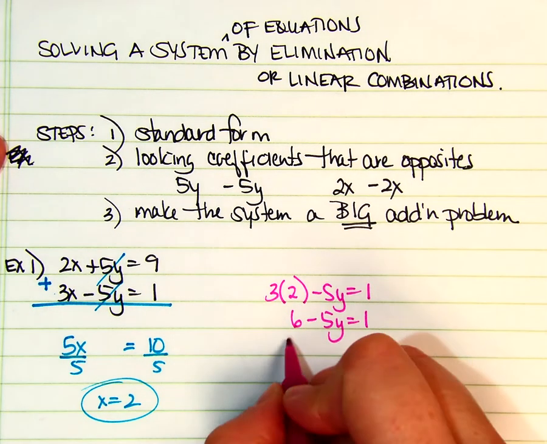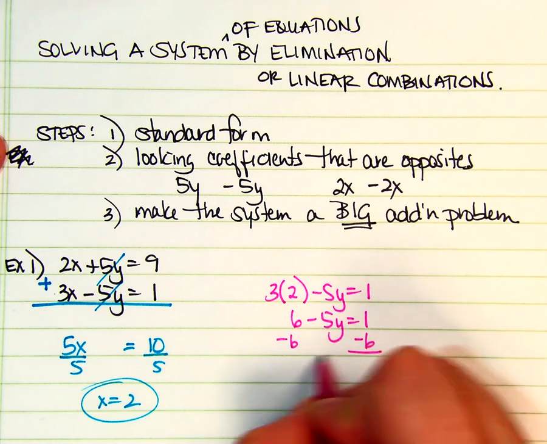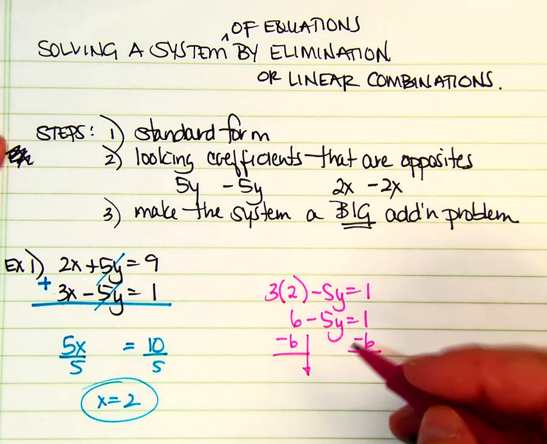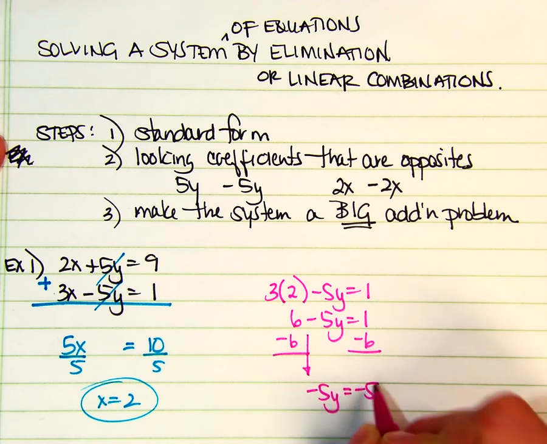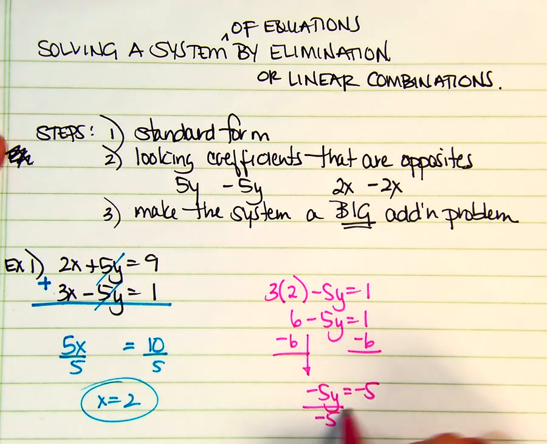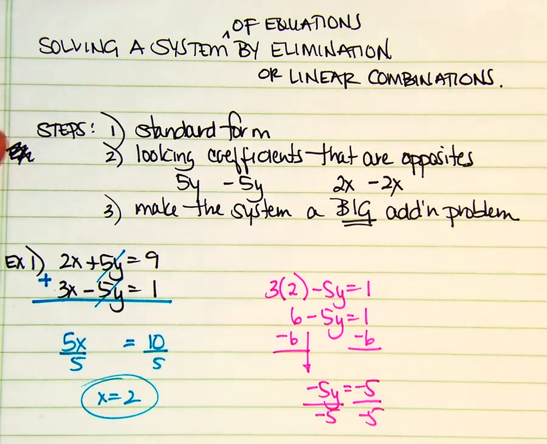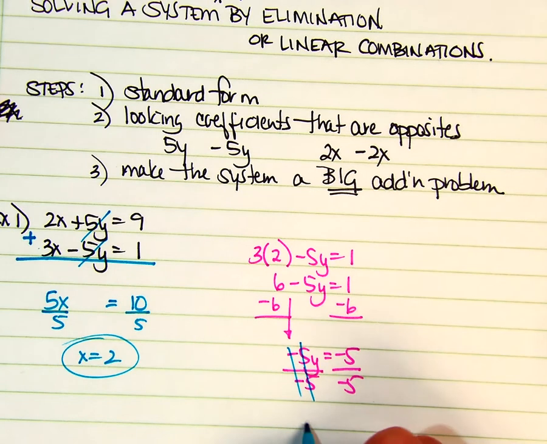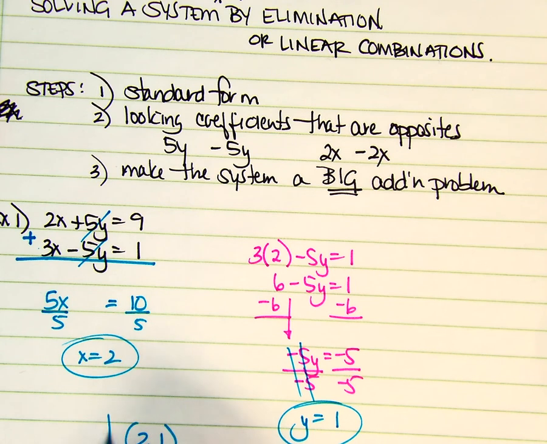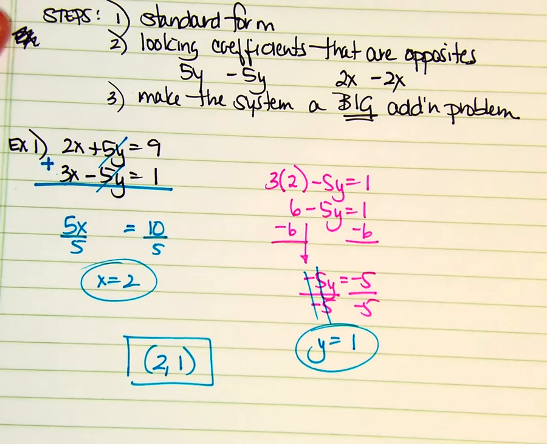Solving for y, subtract 6 on both sides. Don't forget to bring down that negative. Negative 5y equals negative 5. Do the inverse by dividing both sides by a negative 5. 5's cancel, negatives cancel. Anything divided by itself is 1. So my ordered pair is (2, 1) for my final answer.